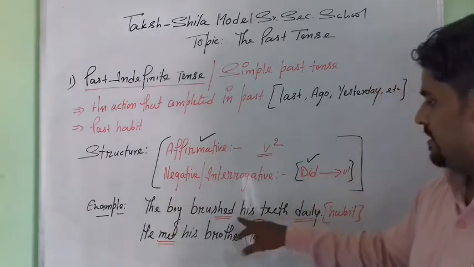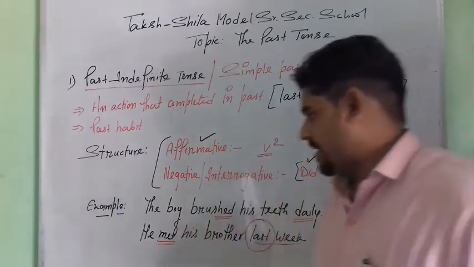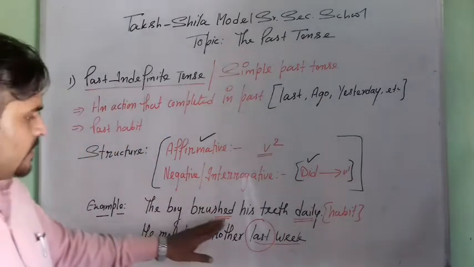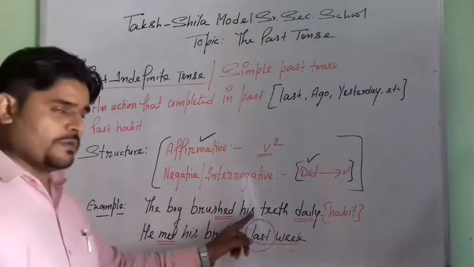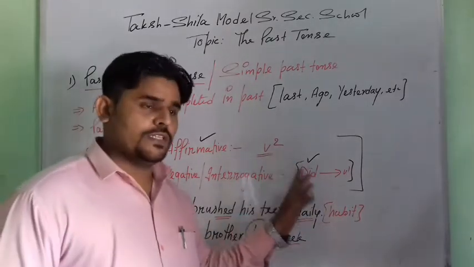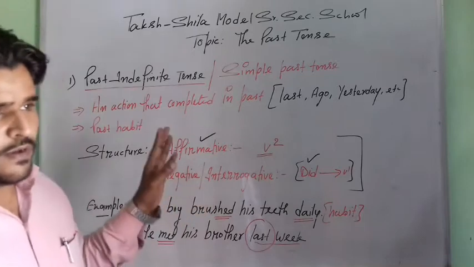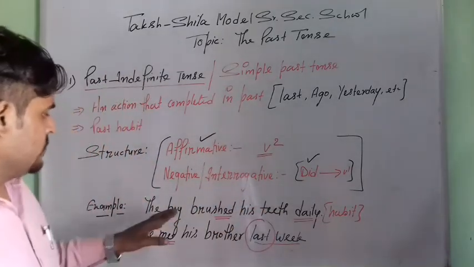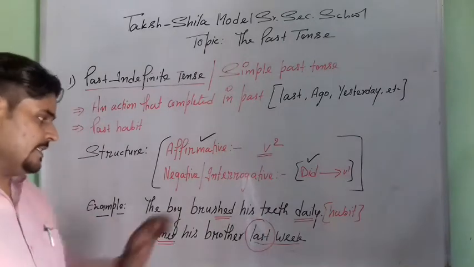The boy did not brush his teeth daily. That's right. The boy did not brush his teeth daily. So in place of brush, we will not only say the boy not brush, we will say did not. Because I said that interrogative or negative sentences cannot be formed without a helping verb, right? So you need to use what? Did. Right. So the boy did not brush his teeth daily.